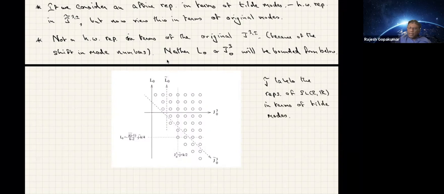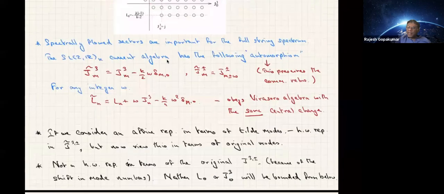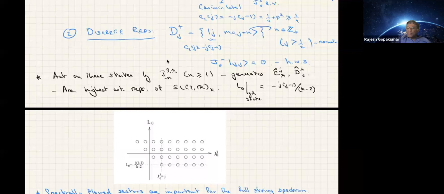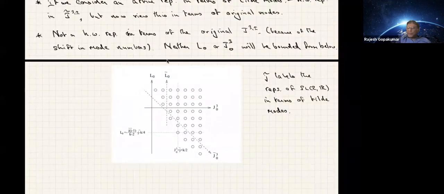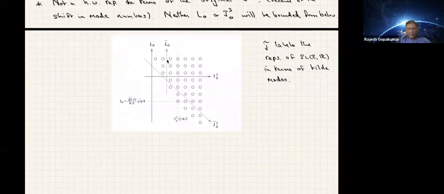So I consider, like before, something involving J tilde, the affine representations. But now in terms of the J tildes, either the continuous or the discrete, I can consider any of these. But when I interpret them in terms of my original L0 and J30, they will have this funny property. So that's the statement about this. So what have we achieved with this? And I'll just conclude after making a couple of comments.